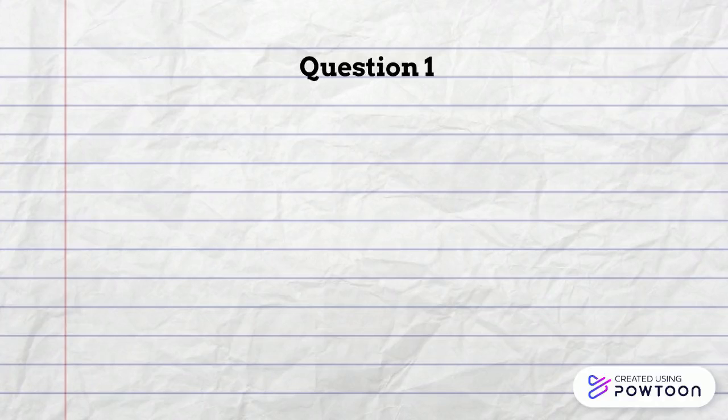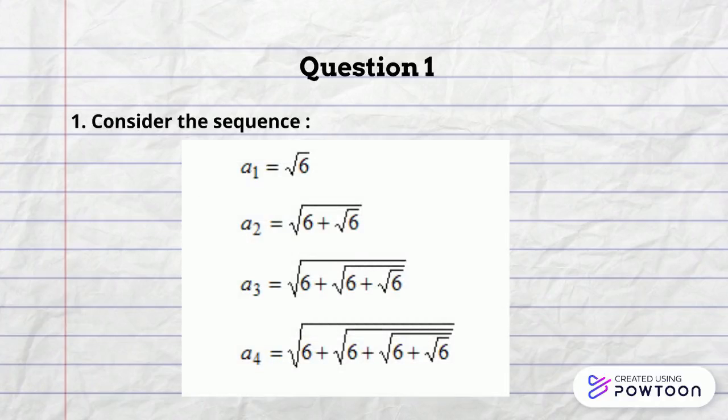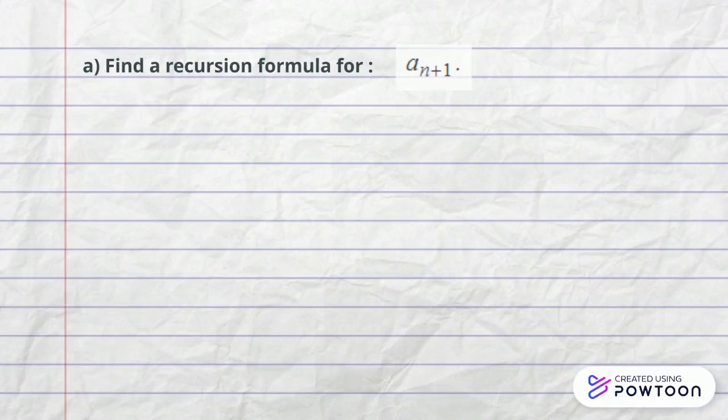Question number 1. Consider the sequence here. The first term is square root of 6. The second term is square root of 6 plus the first term. The third term is square root of 6 plus the second term. And lastly, square root of 6 plus the third term. Find a recursion formula for the n plus 1 term.